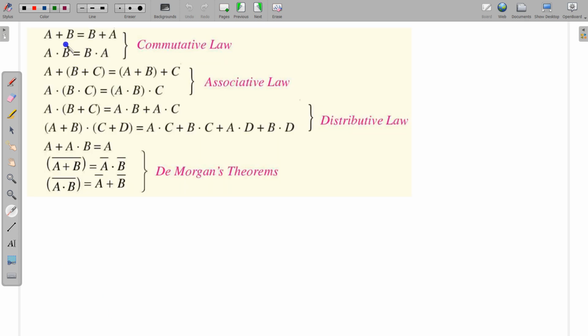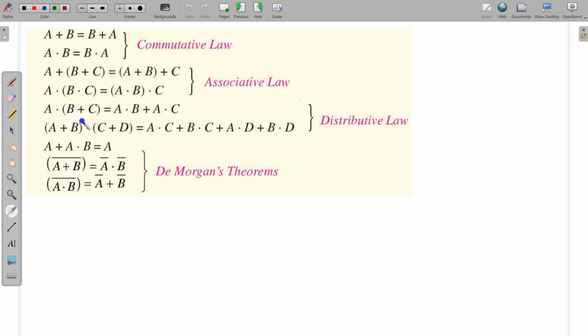Let's take some more theorems on Boolean algebraic operations. A plus B is equal to B plus A. That is, A or B is obviously equal to B or A. This is commutative. A and B is obviously equal to B and A. It makes no difference which is first and which is written after. A plus B plus C, so it can also be written as A plus B plus C. A and B and C, so it can also be written as A and B and C.